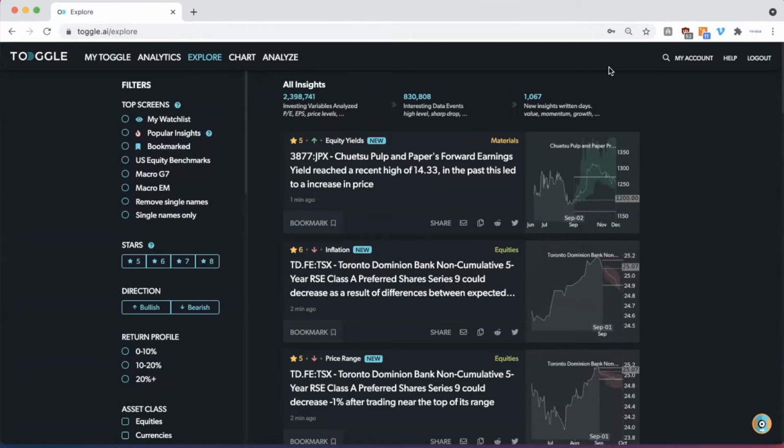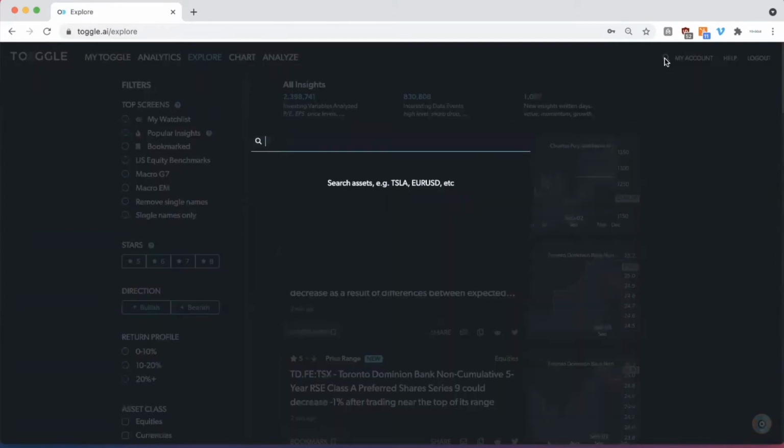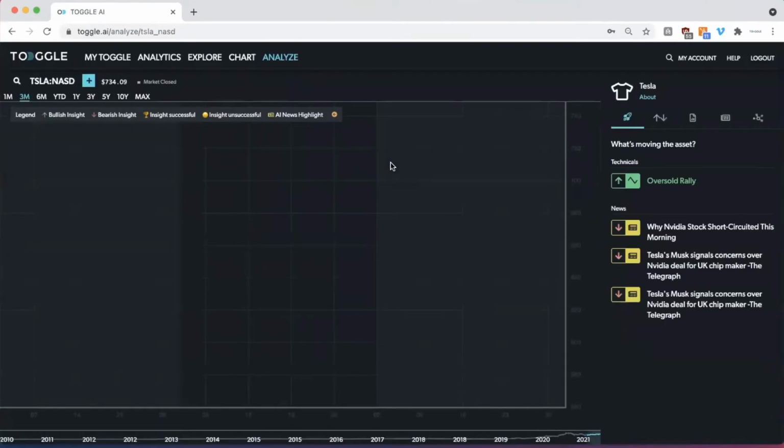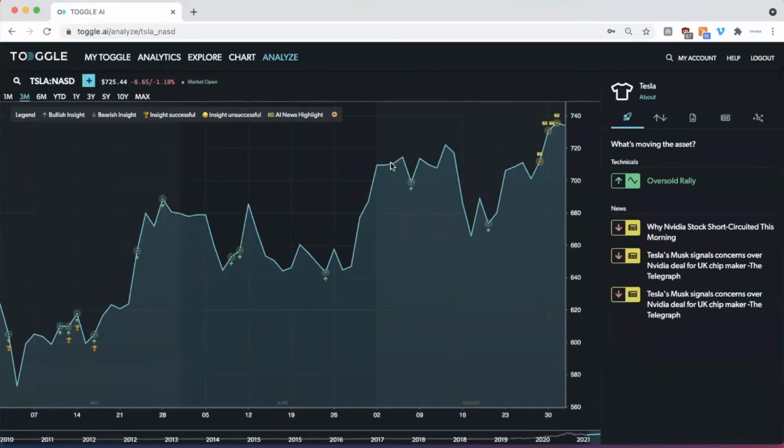What you can do is go to the top right next to My Account where this little magnifying glass is, hit that, and this is the search bar where you can search up all the different assets Toggle has to offer. So let's say I wanted to get into Tesla and I wanted to learn a little more about the asset. I would just search up Tesla. And now this is the asset overview.